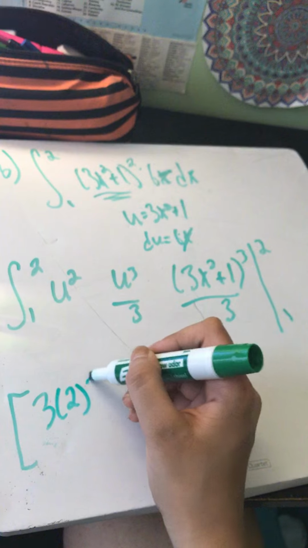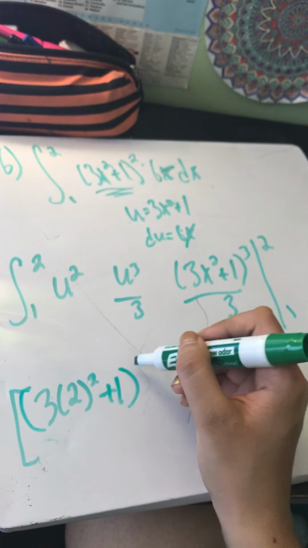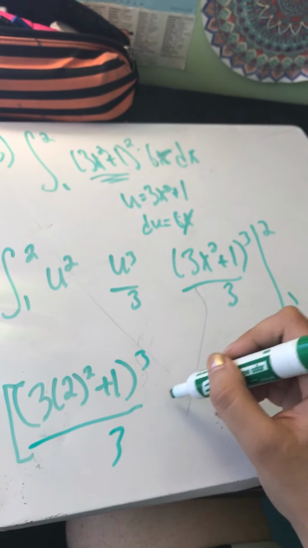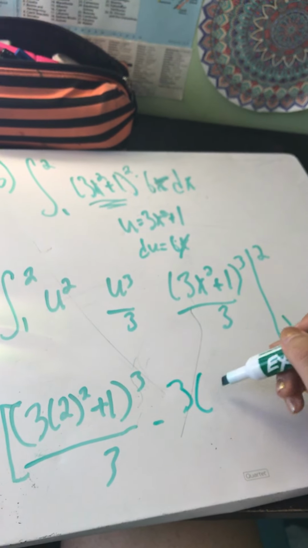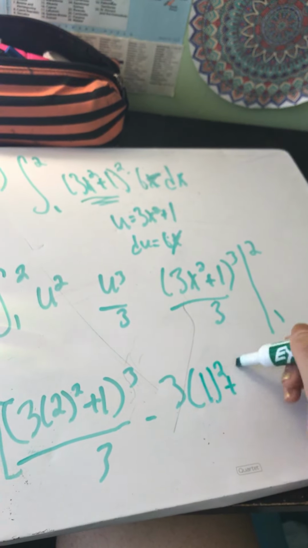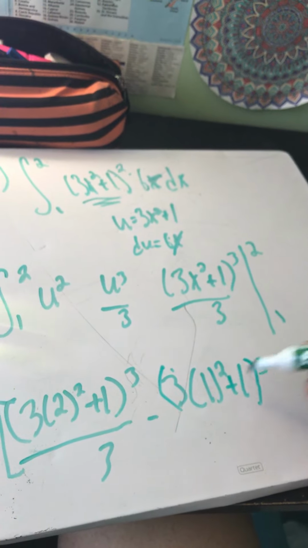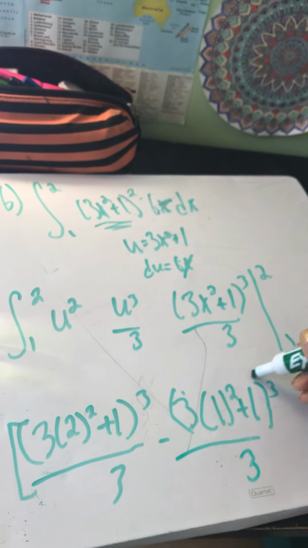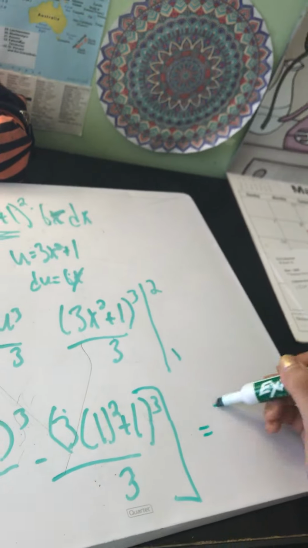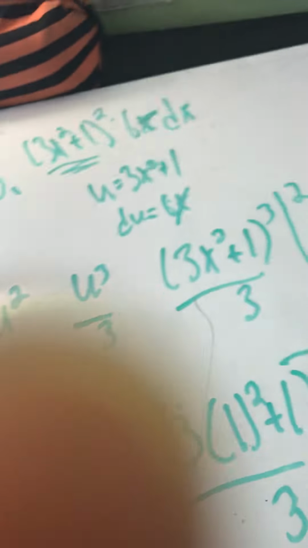So it's (3 times 2 squared plus 1) cubed minus (3 times 1 squared plus 1) cubed, all over 3, and your answer is 711. I did that math in my head. So, those are those ones. And again, those aren't that bad. You just have to know your integration rules, and then you just have to do the plug in and subtract.